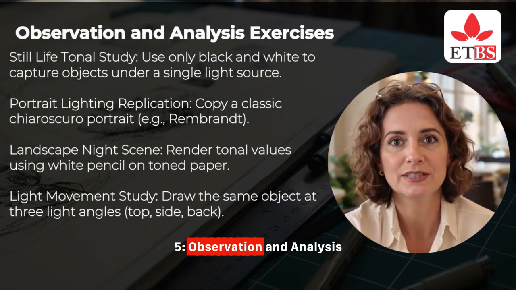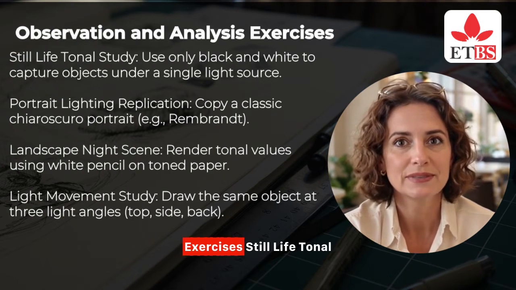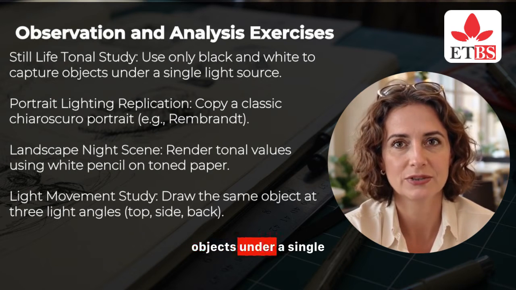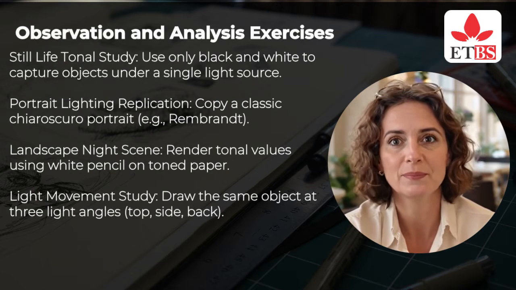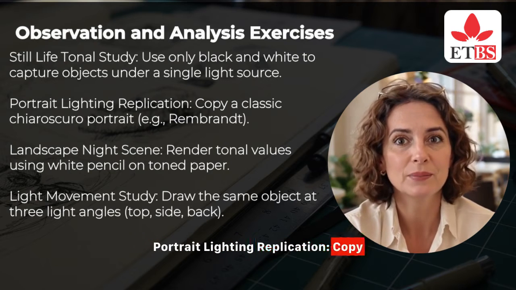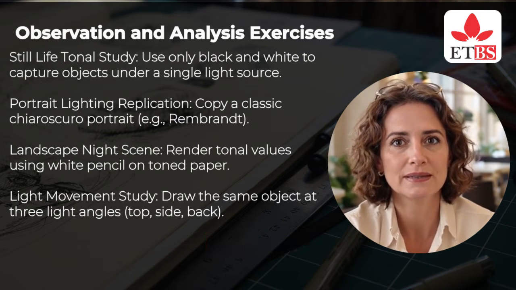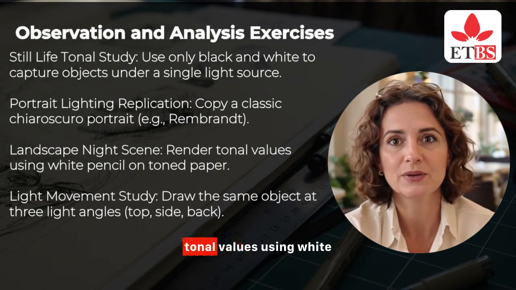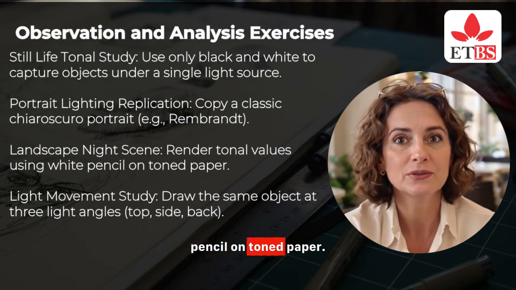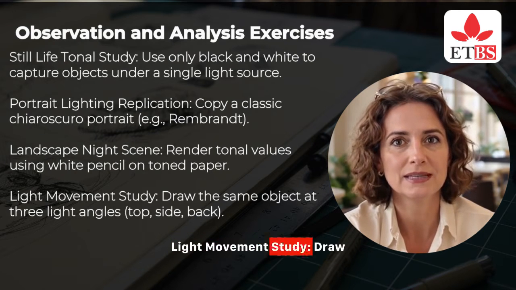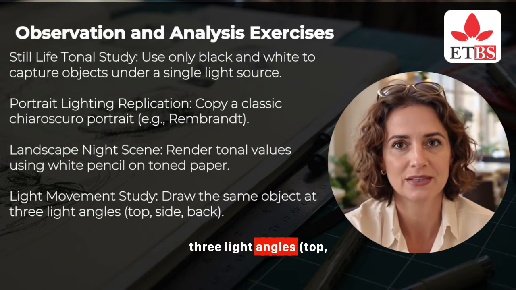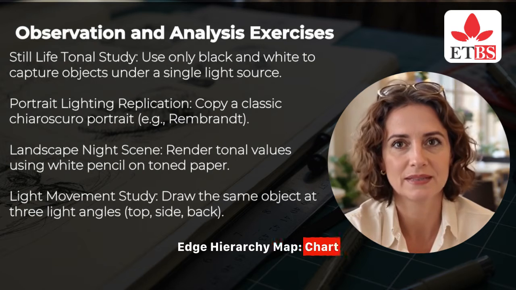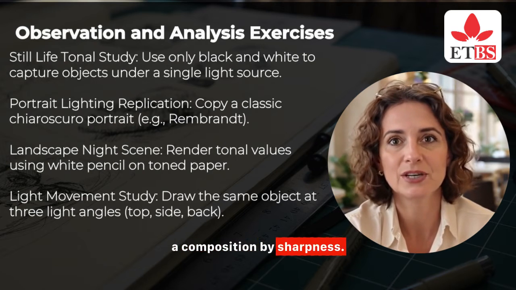5. Observation and analysis exercises. Still life tonal study: use only black and white to capture objects under a single light source. Portrait lighting replication: copy a classic chiaroscuro portrait, e.g., Rembrandt. Landscape night scene: render tonal values using white pencil on toned paper. Light movement study: draw the same object at 3 light angles, top, side, back. Edge hierarchy map: chart and label edges within a composition by sharpness.